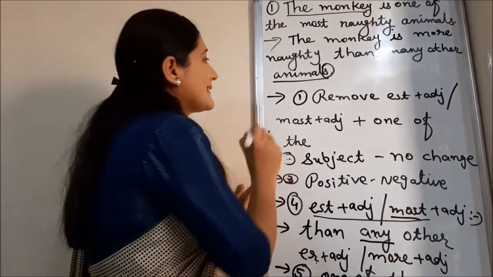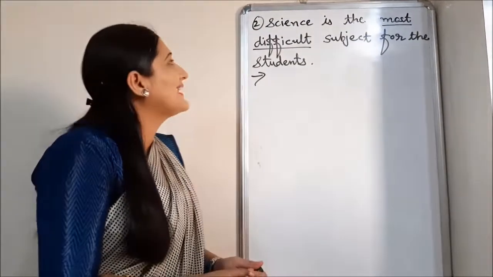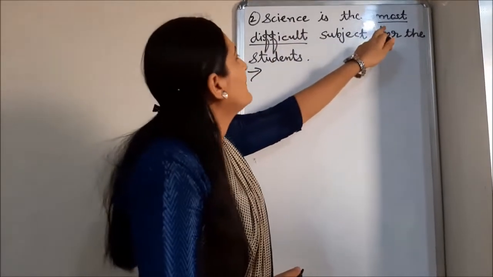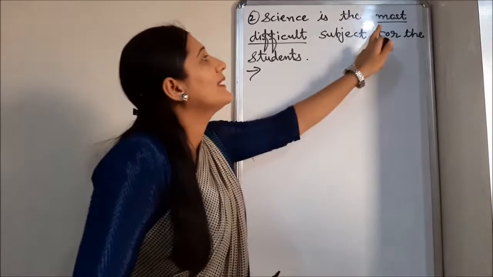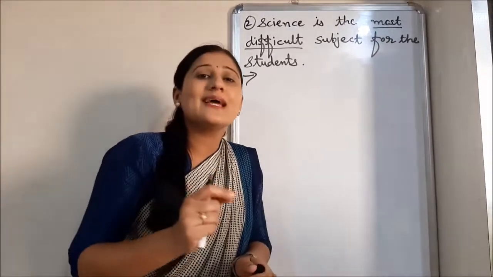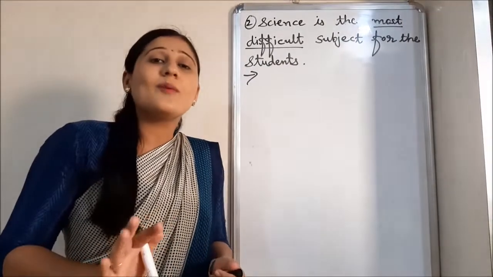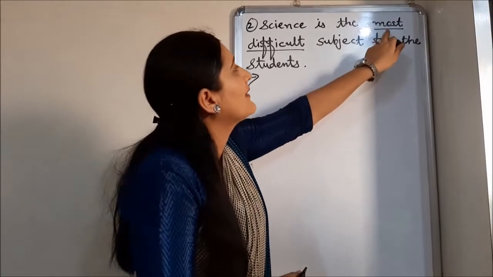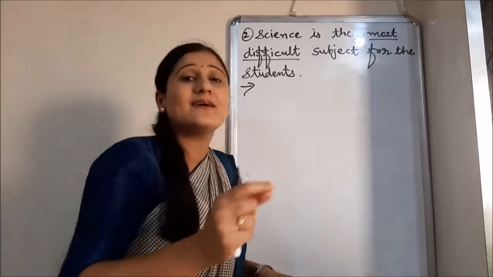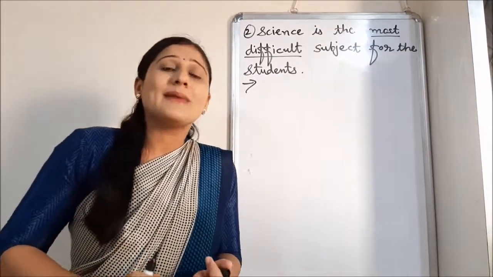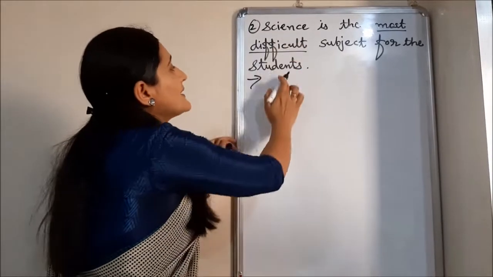Let's see the second example: science is the most difficult subject for the students. In the first example I told you, if one of the is given, you need to write then many other. Er plus adjective and more plus adjective will be common in both, right? Here I have taken most plus adjective. So here you will use then any other. You will not use then many other. As I told you, the subject will not be changed.